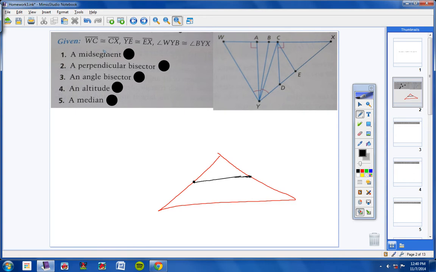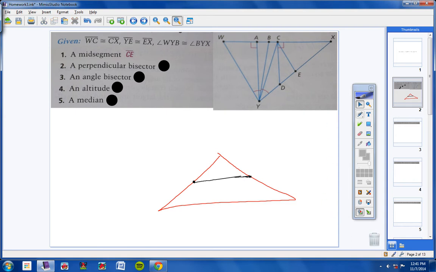Now notice here, guys, that WC is congruent to CX. So here's WC, and here's CX. So C is a midpoint. Now notice here that YE is congruent to EX, so E is a midpoint. So if C is a midpoint, which it is, and E is a midpoint, which it is, then CE is a segment connecting two midpoints. So a mid-segment in this diagram would be CE or EC.